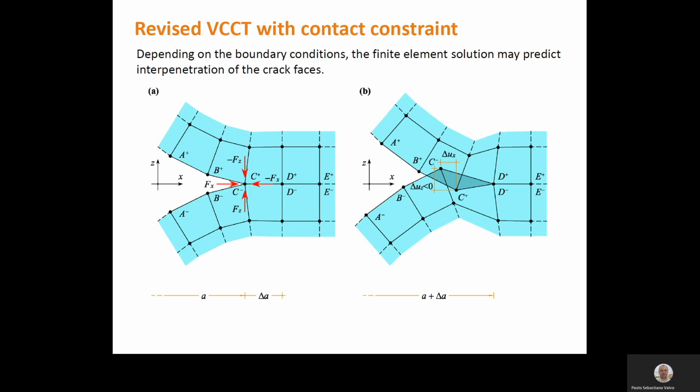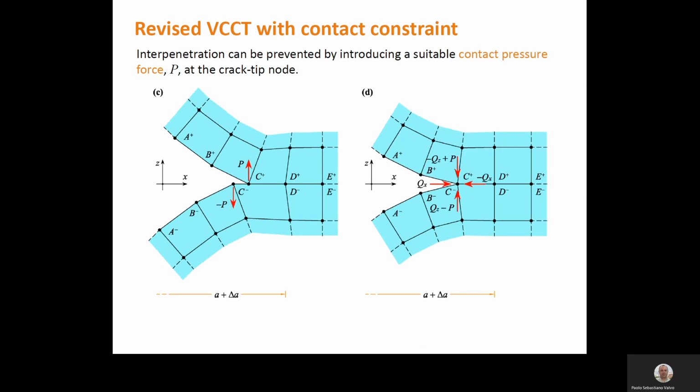It may happen that the crack tip C splits into 2 points, C minus and C plus, and the relative displacement in the Z direction between these 2 points, delta UZ, is negative. So to prevent this, we may introduce a suitable contact pressure force P at the crack tip node, and the closure of the crack has to be considered starting from this new configuration.